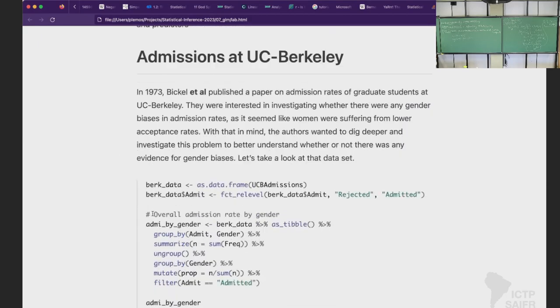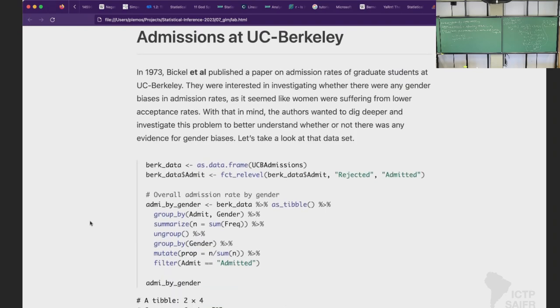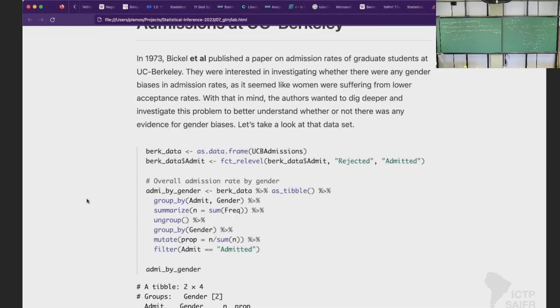Okay, let's look at the data. Yes. So if you guys want to, I don't know what's the best way to do this. I'm trying to get this. Yeah.